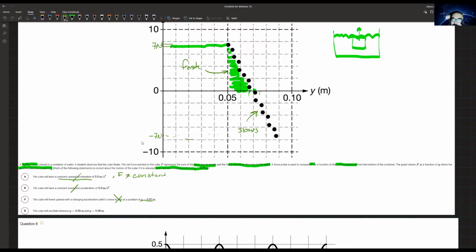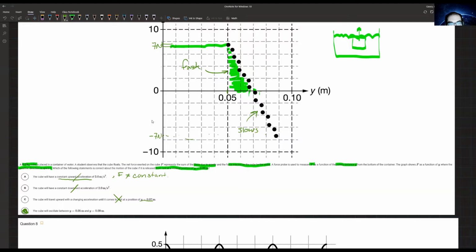It's going to oscillate for a bit until things damp out, because if you submerge it too far, the force pushes it up. If it goes too far up, you don't have enough buoyant force. We'll find out in physics too. And so it's going to come back down into the water. And so D is our best answer choice.